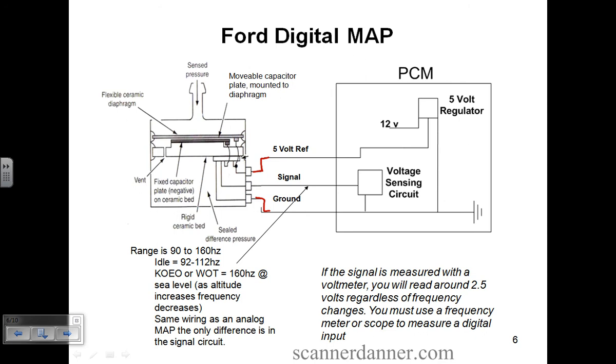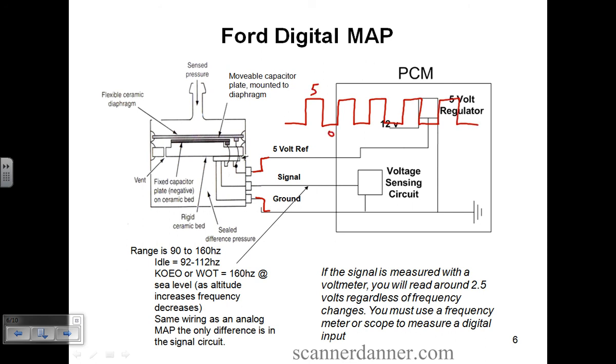The signal you cannot measure with a voltmeter. Guys, look at me. Test question tomorrow. Can you measure a digital map sensor's frequency range, signal range, with a digital voltmeter? The answer is no. Can we use a digital multimeter set in the frequency mode? The answer is yes. These Fords will produce a signal like this. It is a 50% duty cycle signal, meaning the highs and lows are equal. The highs are 5, the lows are 0.